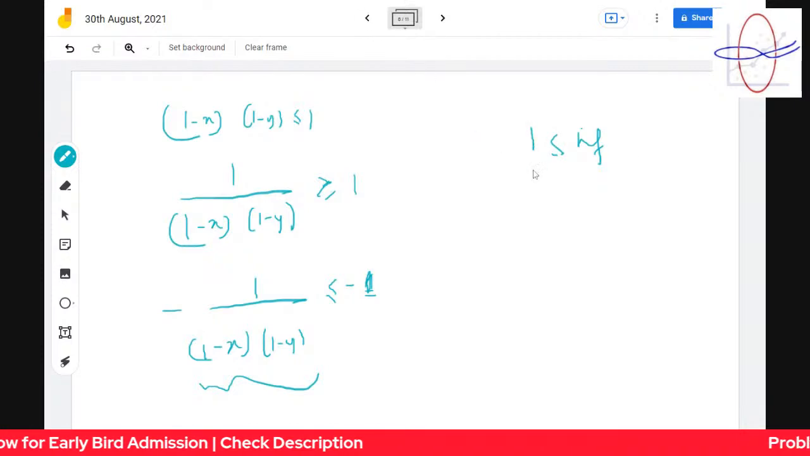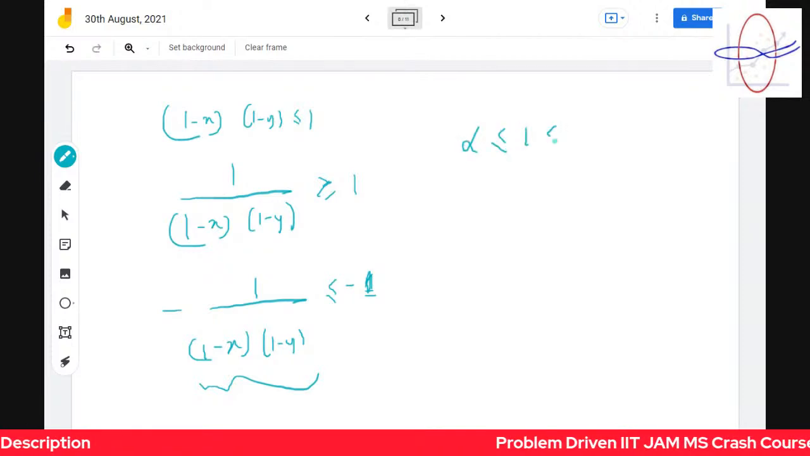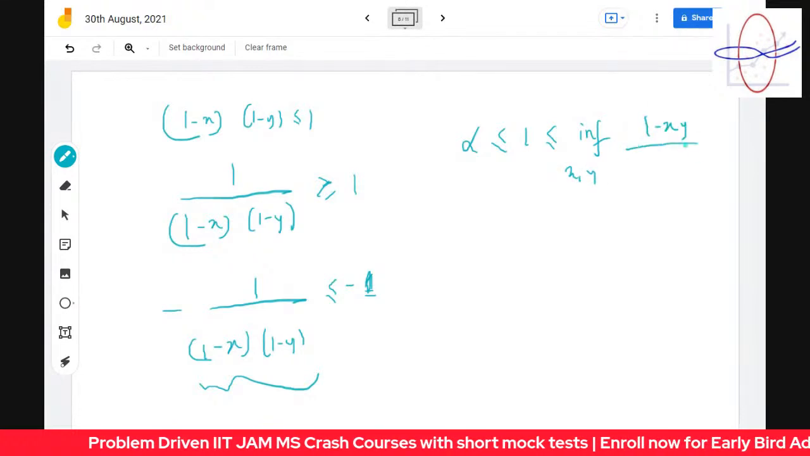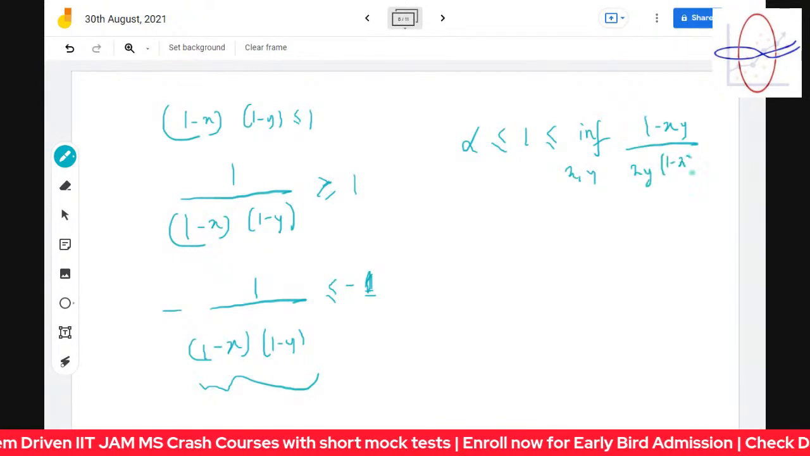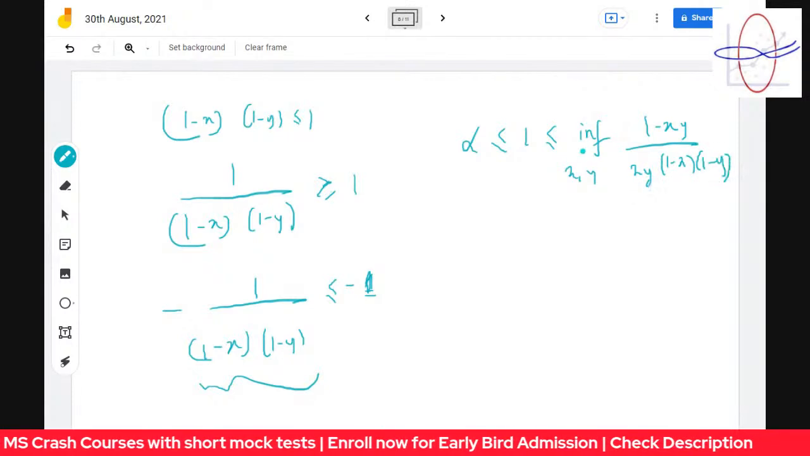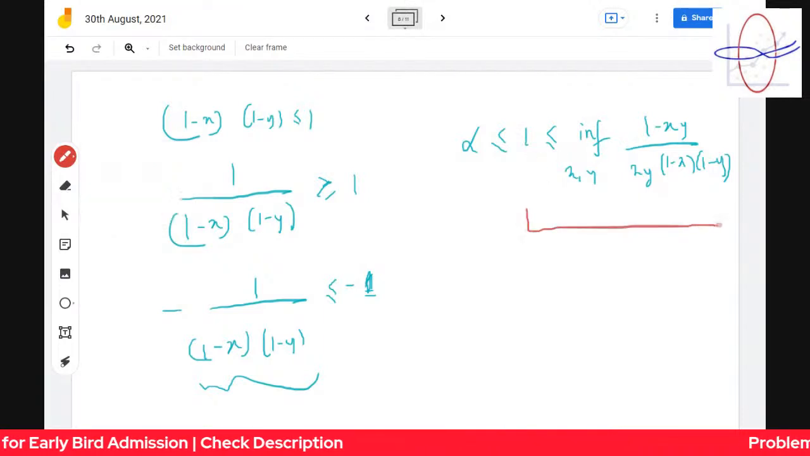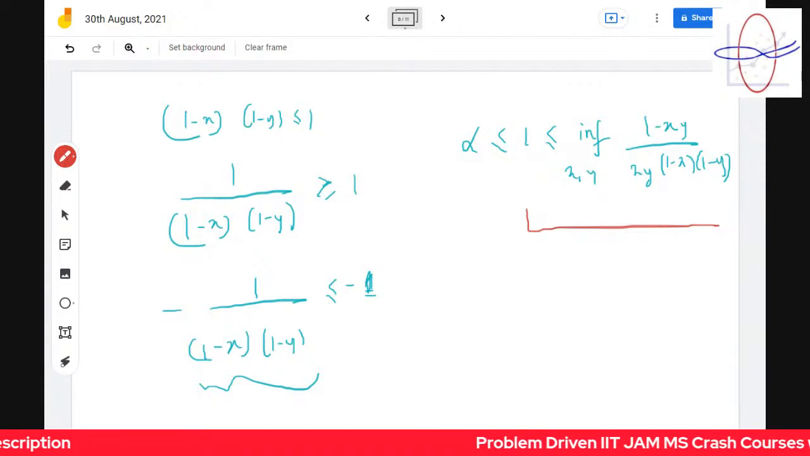So if we can show the following, that alpha is less than or equal to 1, less than or equal to the infimum of xy(1 minus xy) by xy into (1 minus x) into (1 minus y), then you can show that actually alpha is less than or equal to 1, and this happens. So if we show that, then we are done, right? We are done. Our aim is to show that alpha less than or equal to 1 is a valid solution.